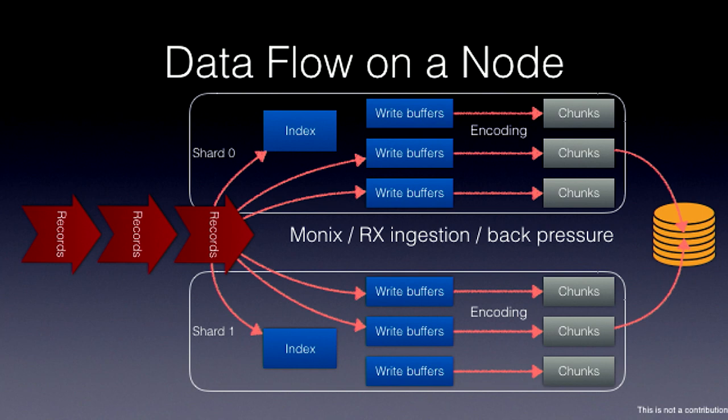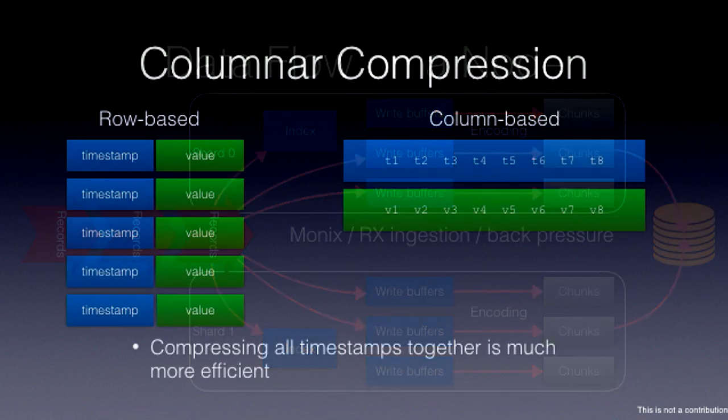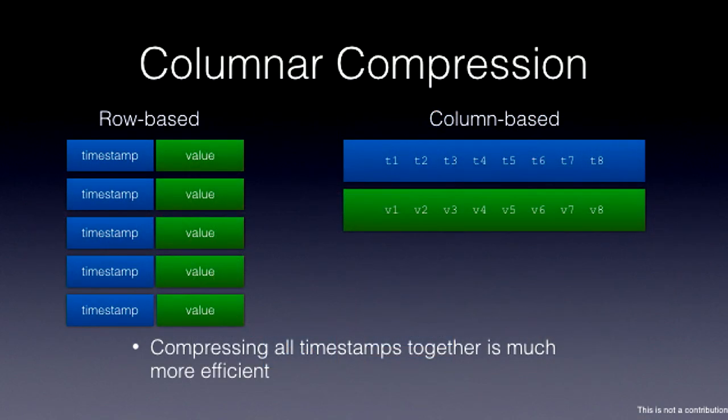So data comes in. You might ask, how is it that we manage to fit a lot of data in memory? And we do this using columnar compression. So a traditional record way of storing the data would be that let's take a really simple schema where each point that comes in consists of a timestamp and a value. Let's say that the value is a double for purposes of this example.